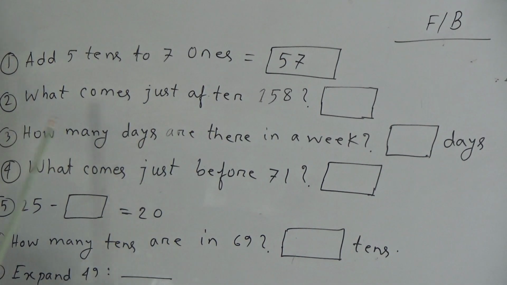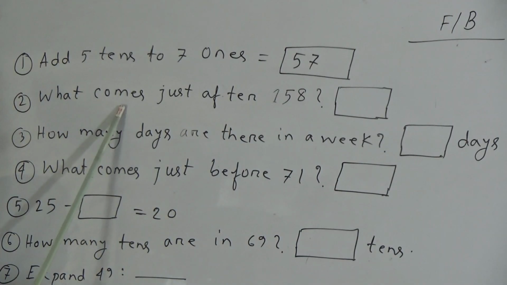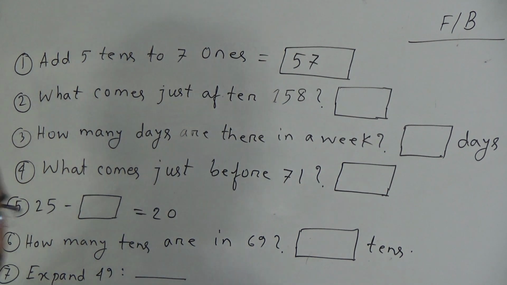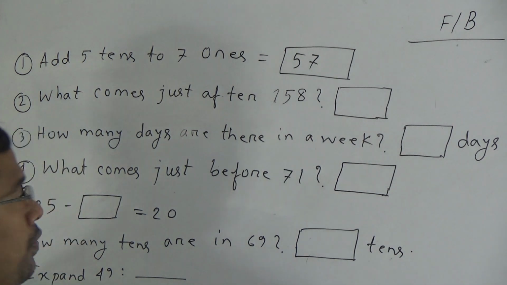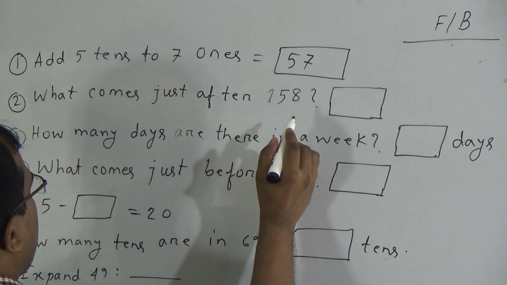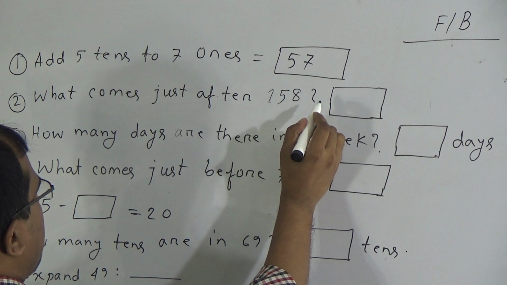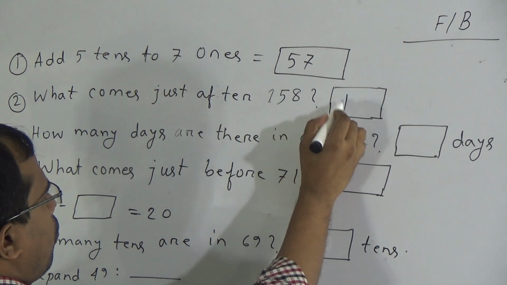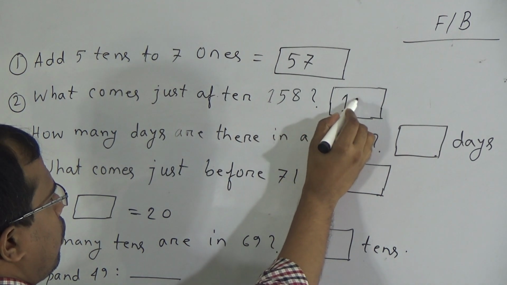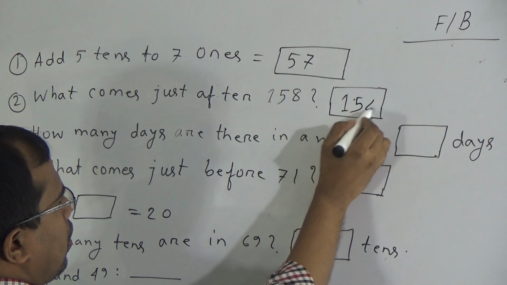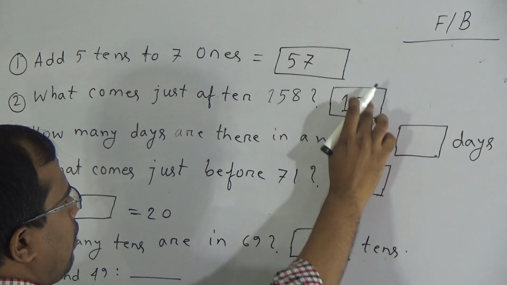Now two number, what comes just after 158? That means next number of 158. We know that after 58, 59 will come, so the next number of 158 will be 159.